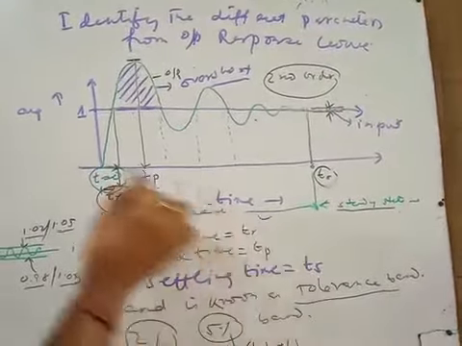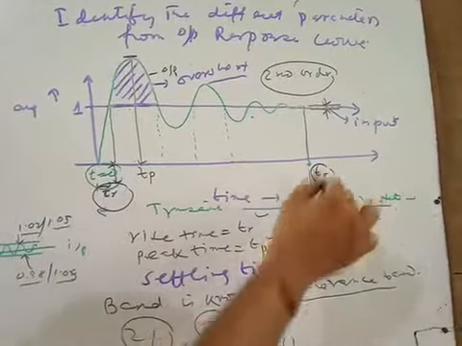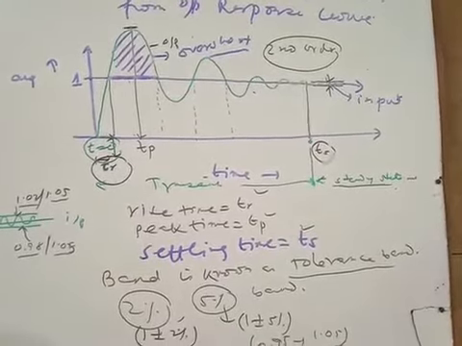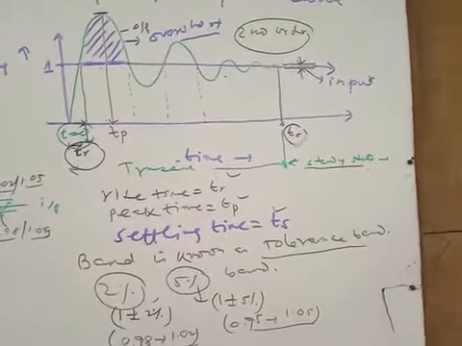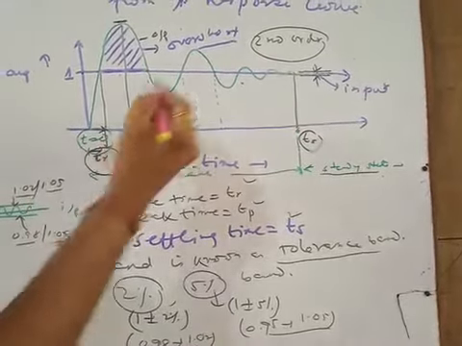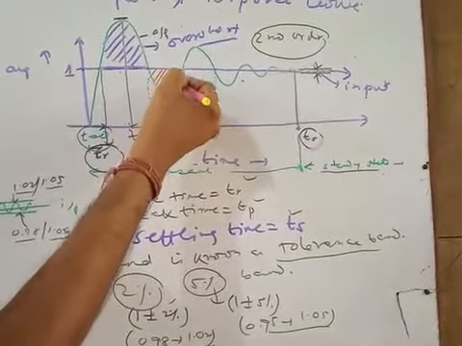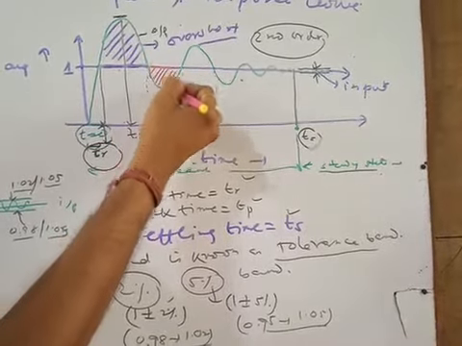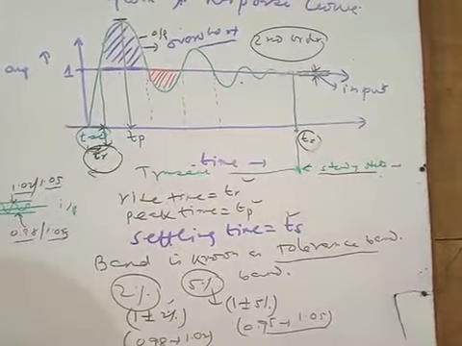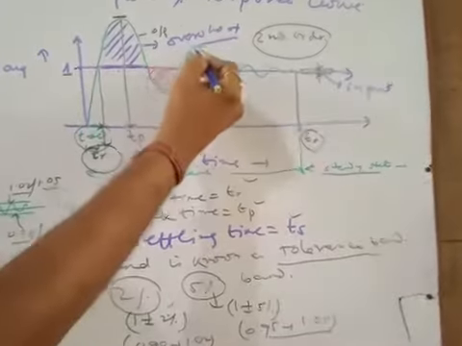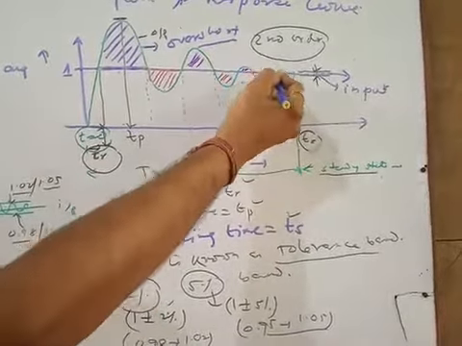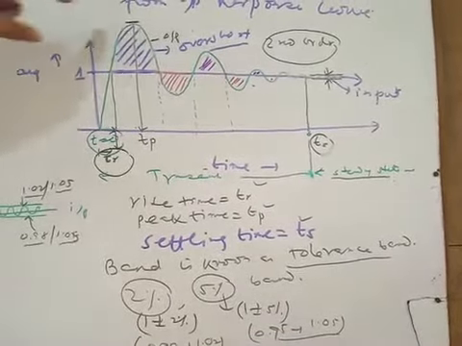Rise time, peak time and settling time are already obtained, and one more is the peak overshoot. Another thing is the undershoot. Undershoot means the area just under the desired value, where the curve is below the desired value. Above the desired value is overshoot, and below it is undershoot. There are certain undershoots and overshoots.